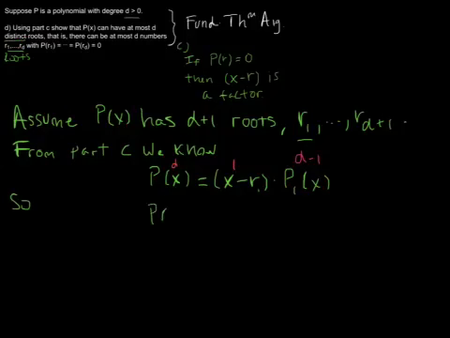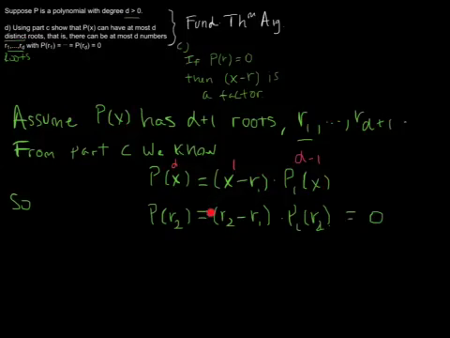So p of r2. Well, what is that equivalent to? Well, let's remind ourselves, right, that p of r2 is a root. So when I plug in r2, what should I get? I should get 0. Okay, well, when I plug in r2, I'm going to have r2 minus r1 times p1 of r1. I'm sorry, of r2. Now, these two things multiplied by each other must equal 0.